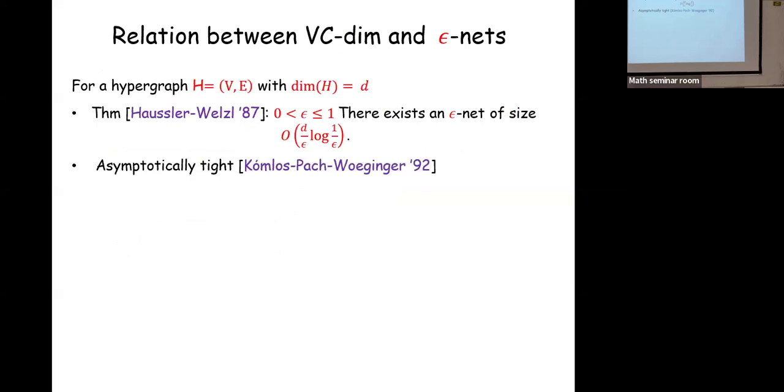Where is the VC dimension here? In this bound, it's linear: it's d over epsilon times log 1 over epsilon. The size of the hitting set depends on d and epsilon, and epsilon could be any number between 1 over n and 1. d is the VC dimension.